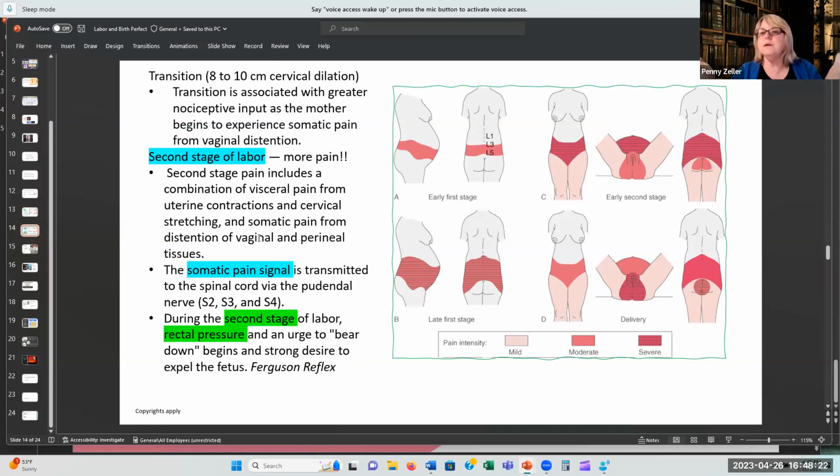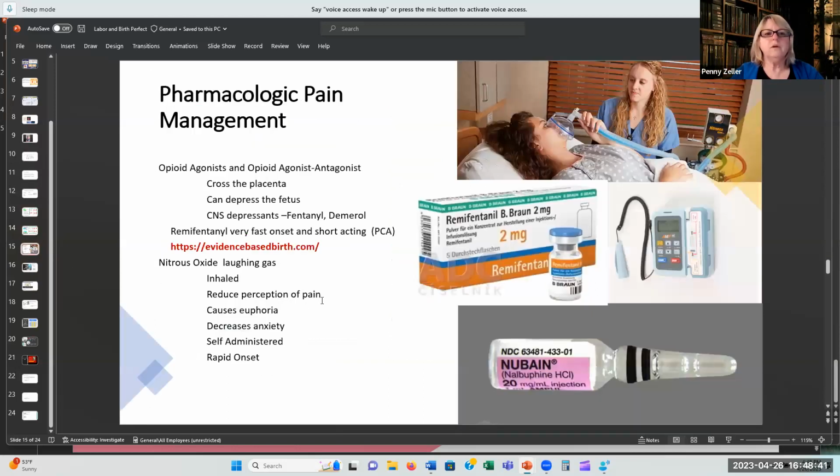What medications work for this? Opioids might help, but we don't want to give opioids this late because we're going to depress the baby as well. So what can we use for pain management in labor? This is about opioids. Nitrous oxide is a new drug that about 5 years ago became pretty prominent.